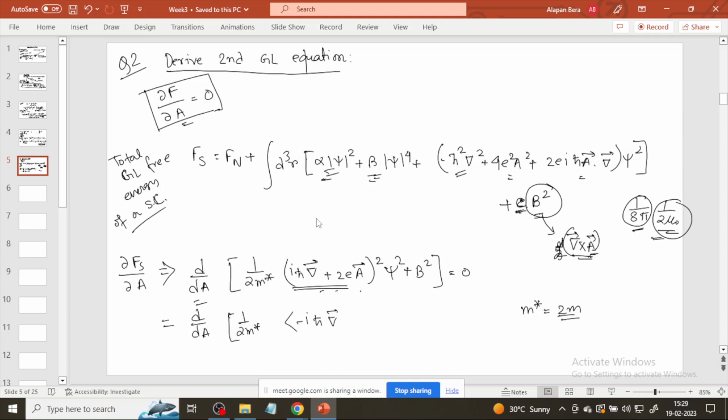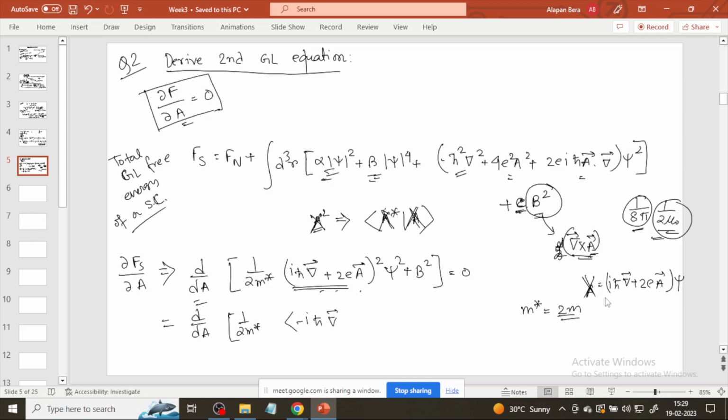So this is basically in the form of a square. We know from the knowledge of quantum mechanics that if A is an operator, then we can write it like A star A. Here I am writing it in that form only. So to avoid the confusion, let's express it as x, so x star, because A can be confused with the vector potential. In our case, x star is given as i h cut delta plus 2eA of psi.